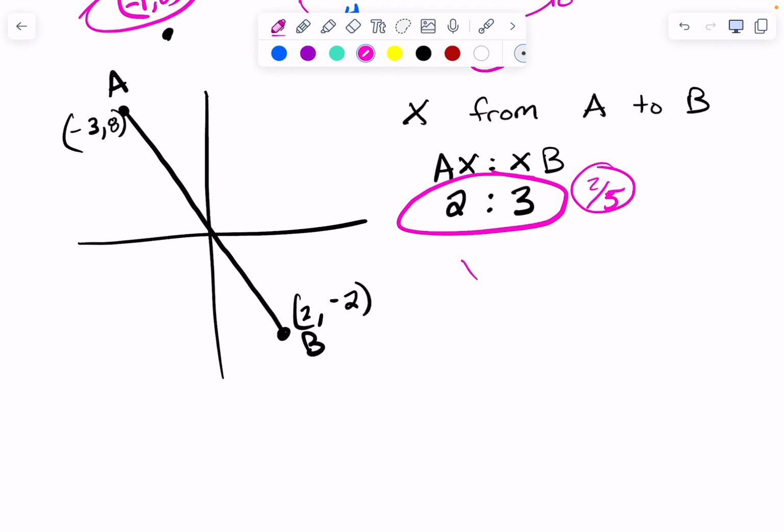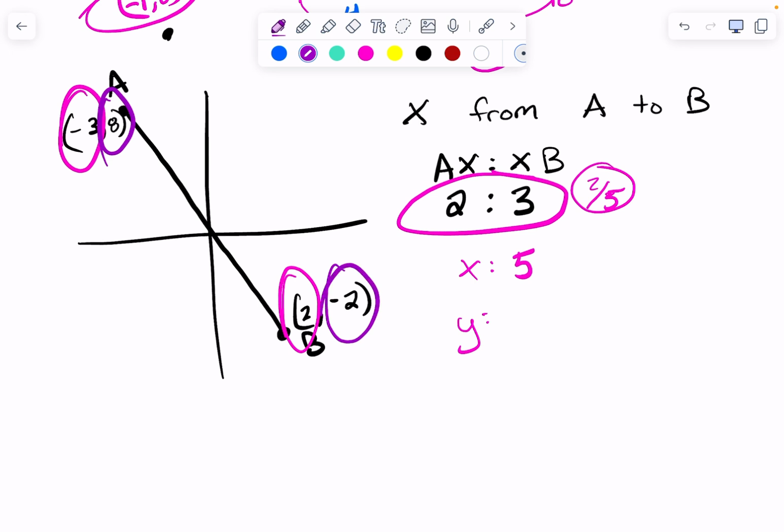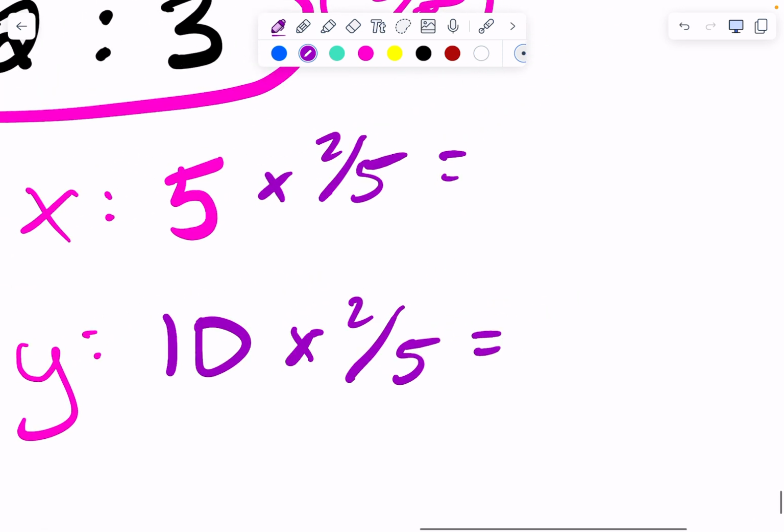I'm going in 2 different directions, though. I'm going in an X and a Y. If I look at X's, -3 to 2, how many units is that? 5 units. How many units is it from 8 to -2? 10, right? I want to go 2/5 of each. If I take 5 in the X direction times 2/5, that is 2. If I take the 10 in the Y direction times 2/5, that is 4.